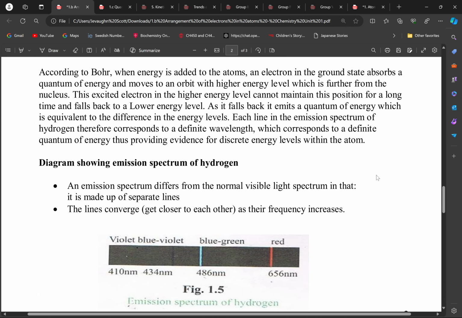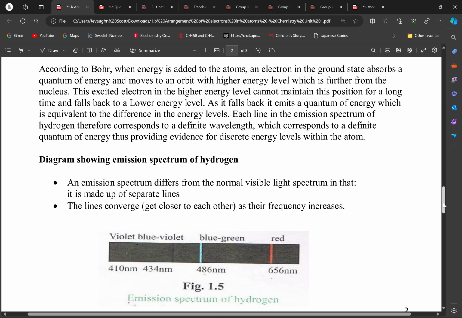So what we're saying is that when we look at the wavelengths shown on a hydrogen emission spectrum, that is showing the evidence for discrete energy levels within the atom. That is what's happening here.